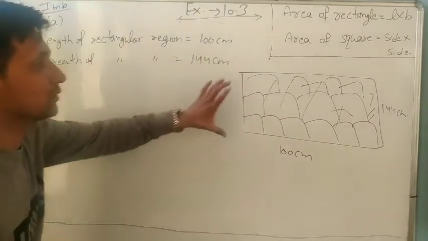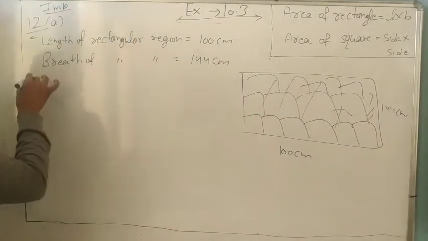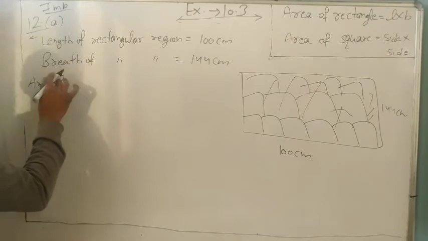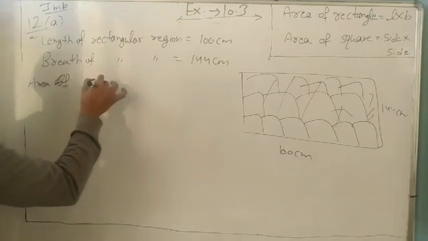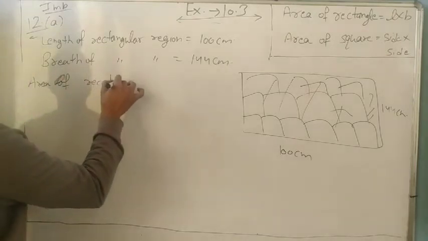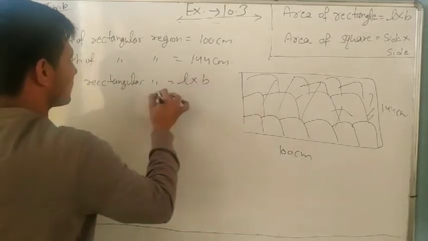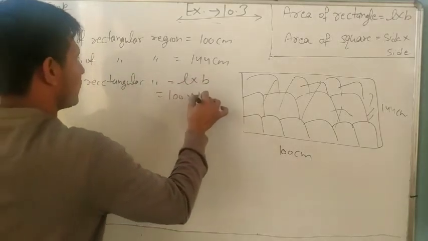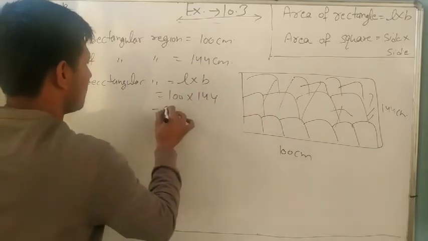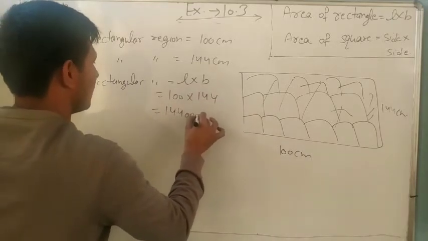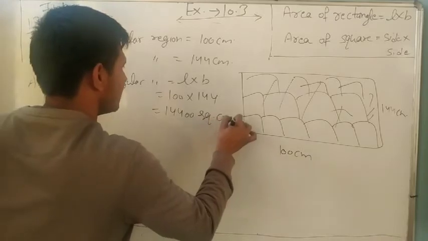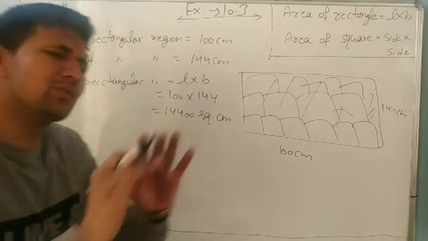Look at. First we will find the area of a rectangle. So write area of rectangular region, length into breadth, 100 into 144. So how much? 14400 square centimeter. It is very simple, beta.